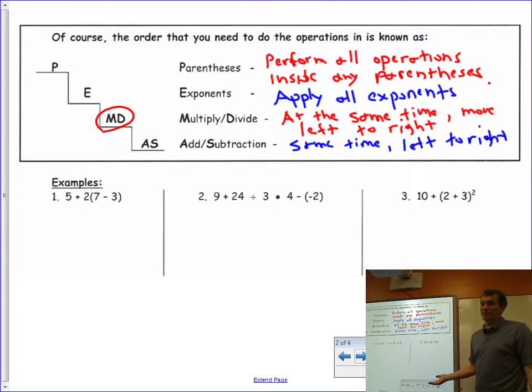So this is the order you need to do the operations in. Let's do a few examples. If you want to pause the video and try the examples yourself and then come back and see if you got them correct, I always think that's a good idea.